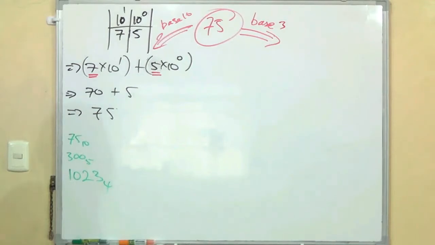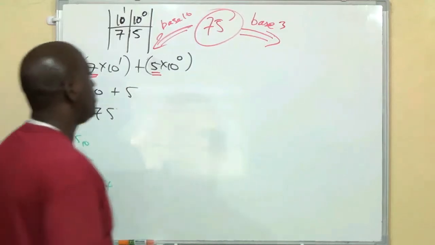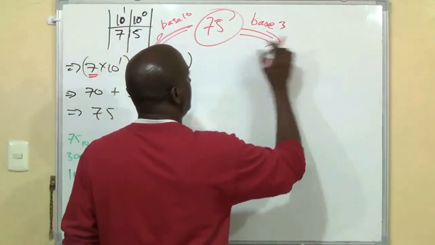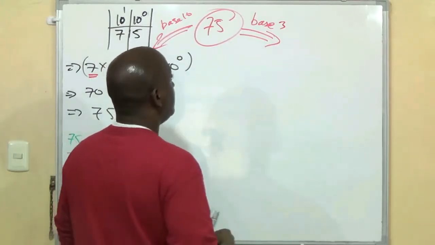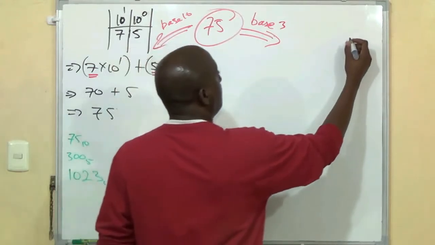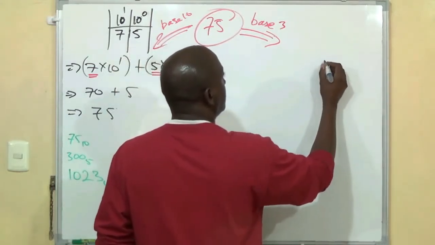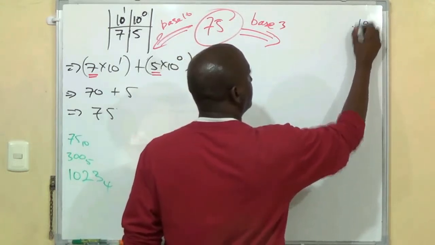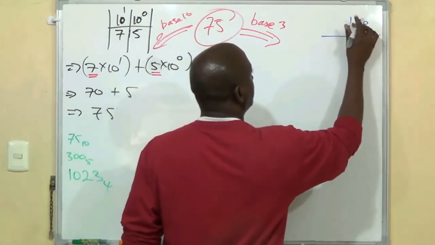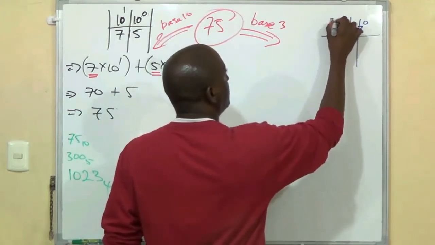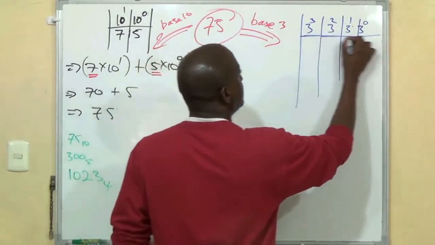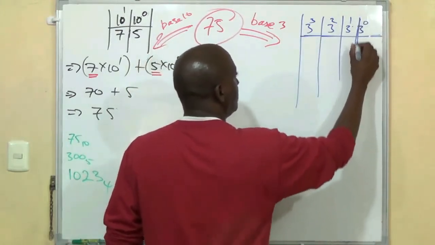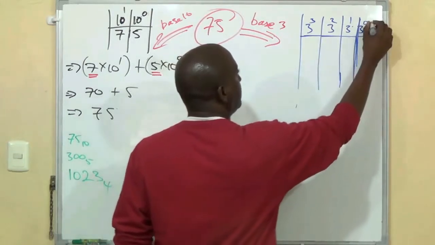So base 3. So 75 in base 3. Remember, we're talking about powers of 3. So we're looking now at 3 to the power 0, 3 to the power 1, 3 to the power 2, 3 to the power 3. Alright, we wouldn't go past 3 to the power of 3 because 3 to the power of 4 is 81, which is greater than 75.